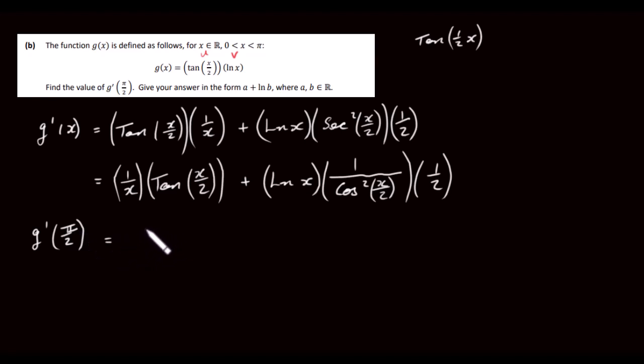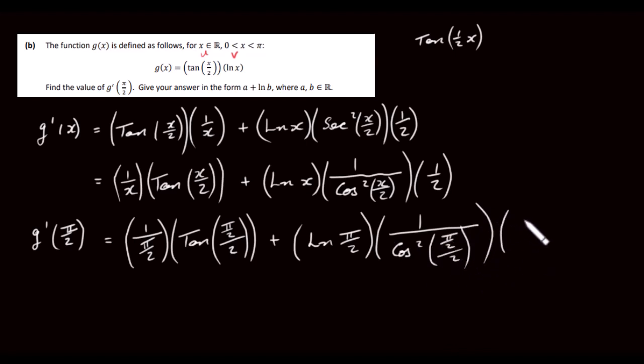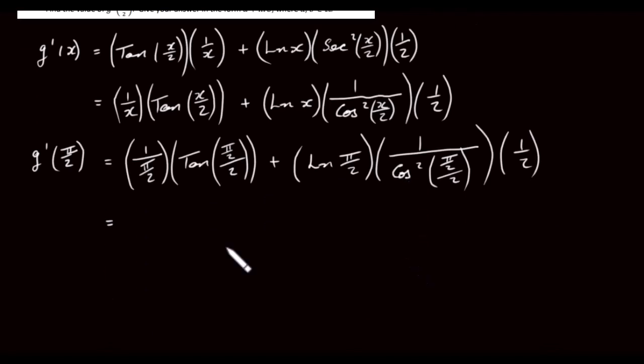Now we're going to end up here with 1 over pi over 2. So wherever you've got an x here, you're putting in pi over 2. So you've got tan of pi over 2 over 2. You've got log pi over 2. And then you've got 1 over cos squared of pi over 2 over 2. And out here we've got a half. Okay, so it looks complicated, but it's not really. It should simplify fairly nicely, I think. So let's see what happens.